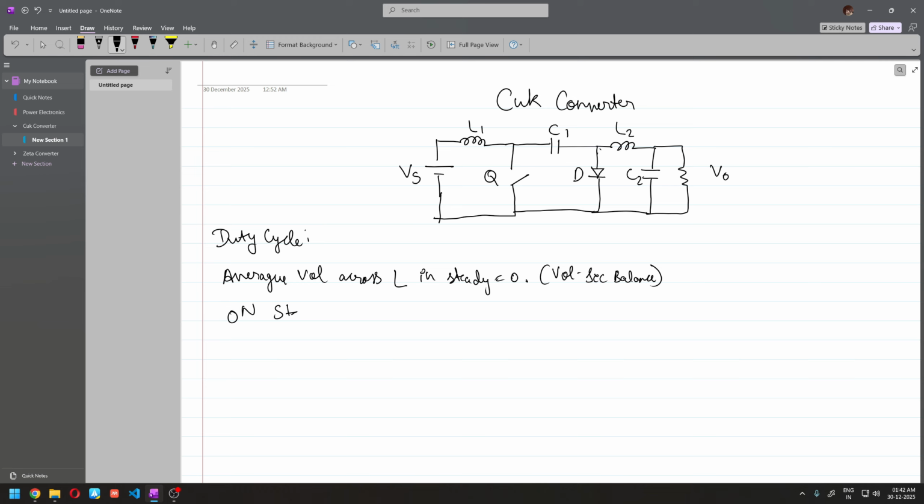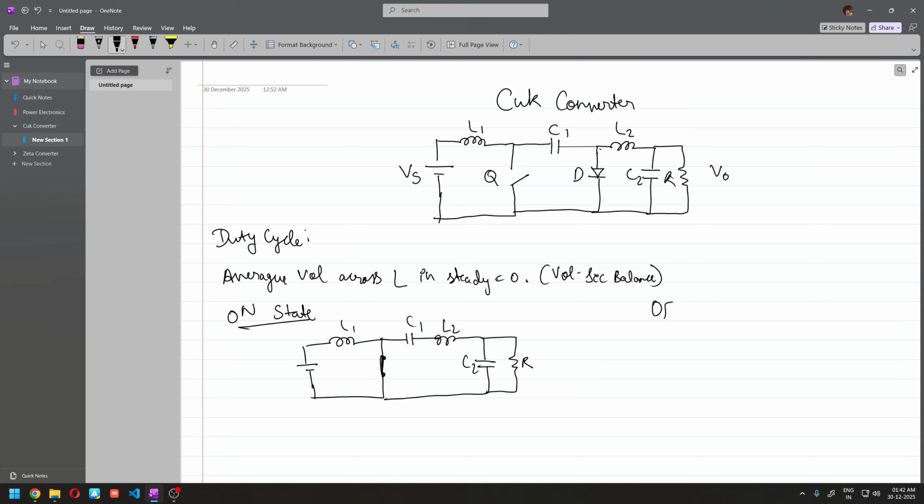In the on state, which is basically when the switch is closed, we have the supply voltage, and this switch is closed now. The capacitor is here, we have the inductor, the second capacitor, and the load. So just writing all the notations: R, that's our resistive load, C2, L2, C1, L1. To show that the switch is closed, we draw it closed, and the diode is going to be reverse biased, so that is open circuited, so I'm not drawing that here.